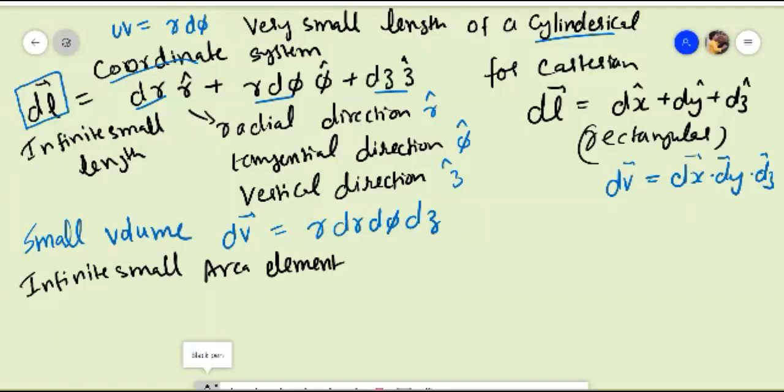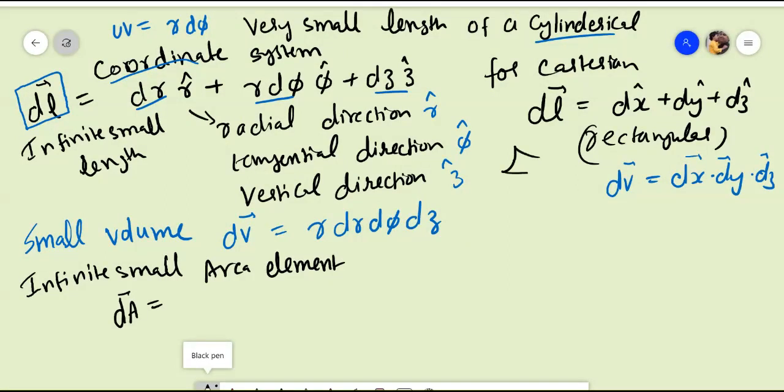So that can be given by dA. Now you know that dA will be different. If we take into consideration this diagram, this is a small cutout of the cylinder. If we take this cutout of a cylinder, we know that we have different faces.